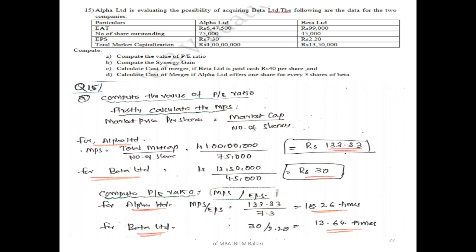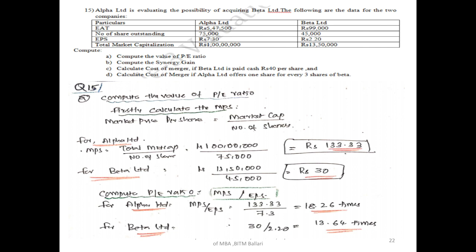Then to compute the P/E ratio, I take market price divided by EPS. Since EPS is given in the question, and I have just calculated the market price, I substitute the values. For Alpha Limited, the market price is 133.33 divided by 7.3, which is given in the question. I get the P/E ratio as 18.26. Whereas for Beta Limited, similarly I get 13.64 as the P/E ratio. So this is the solution for sub question A.